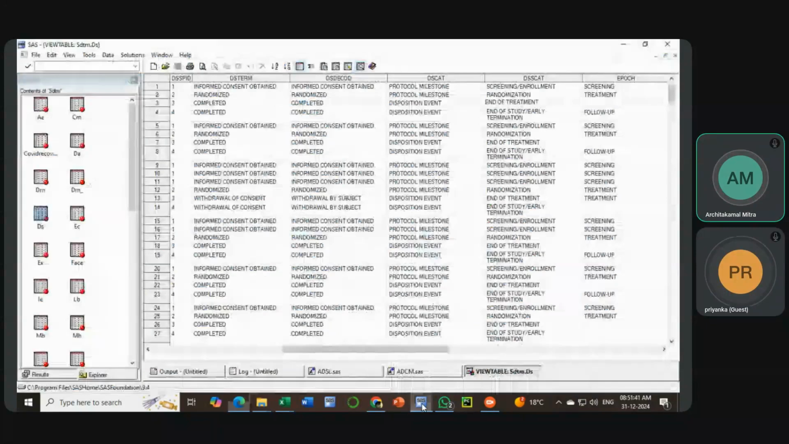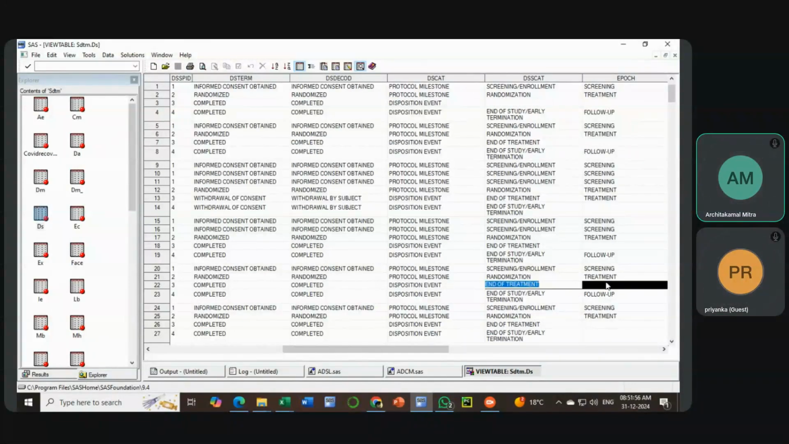Now, if you see for follow up, we have two things. Some follow up we have end of study trial termination, and some follow up we have probably end of treatment. No, end of treatment, we don't have an epoch here. This is blank here, but actually it should have end of treatment here.